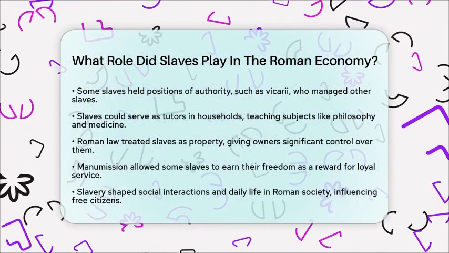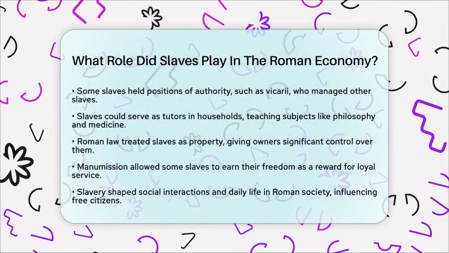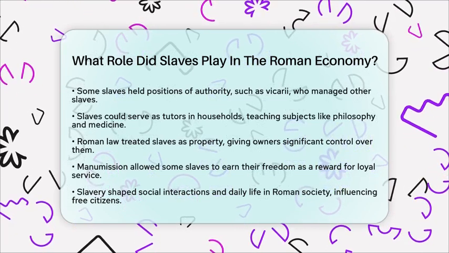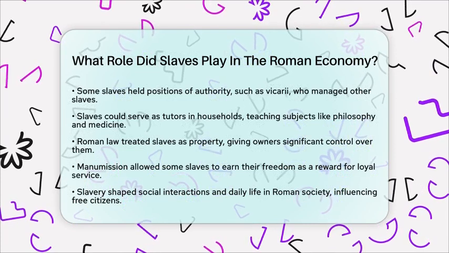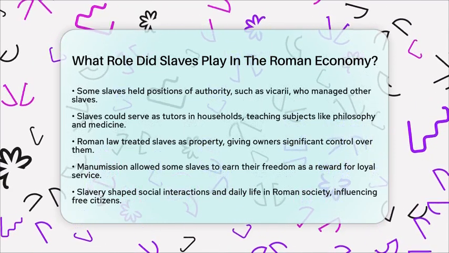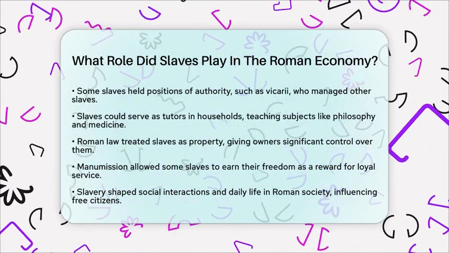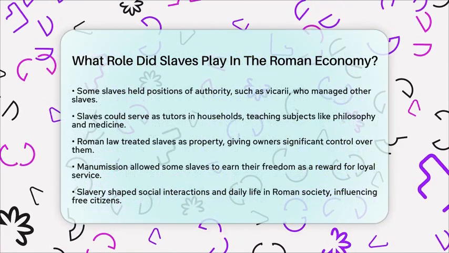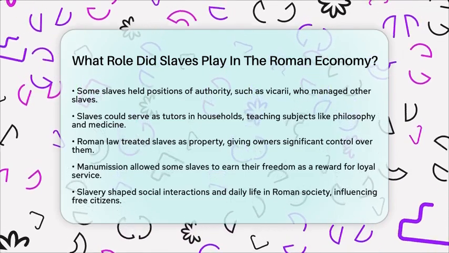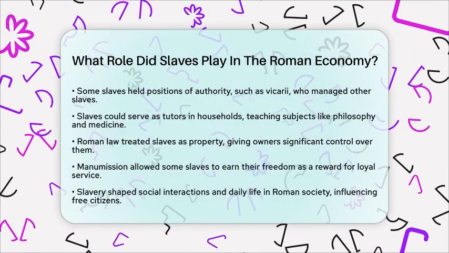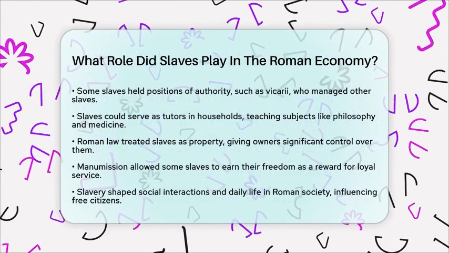In the context of Roman society and culture, slavery was not just an economic necessity. It was a social institution that shaped the way Romans lived and interacted. The presence of slaves influenced the daily lives of free citizens, creating a complex relationship that was essential to the functioning of Roman civilization. Understanding the role of slaves in the Roman economy gives us a clearer picture of how this ancient society operated and thrived.